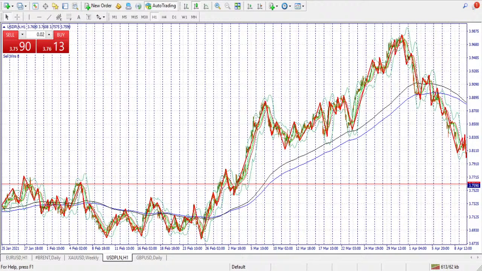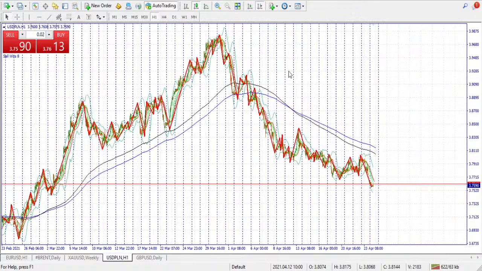So today is 26th of April. This is Monday. So today I want us to look at a different chart. I want us to look at USD PLN. I want us to start with it because it looks really good to me. It looks like there could be a very good trade coming up.